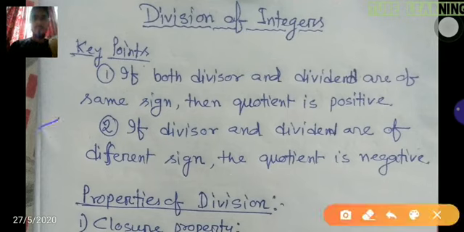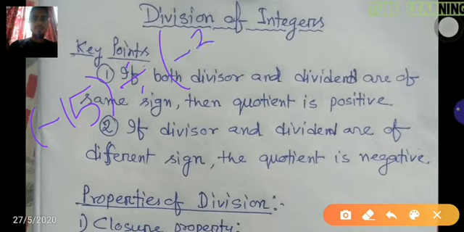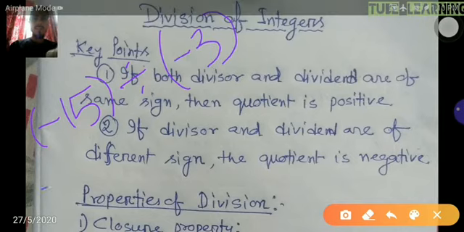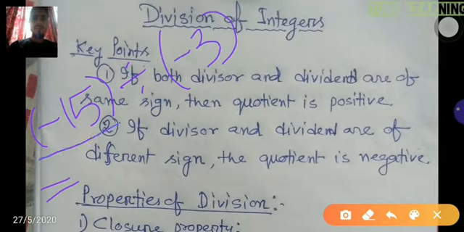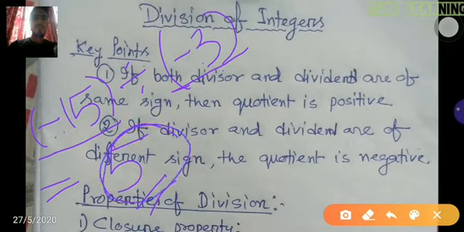Next example: suppose minus 15 divided by minus 3. Here 15 is negative and minus 3 is negative. Both are of the same sign, so we get positive 5. So if the divisor and dividend are of the same sign, then the quotient will always be positive.